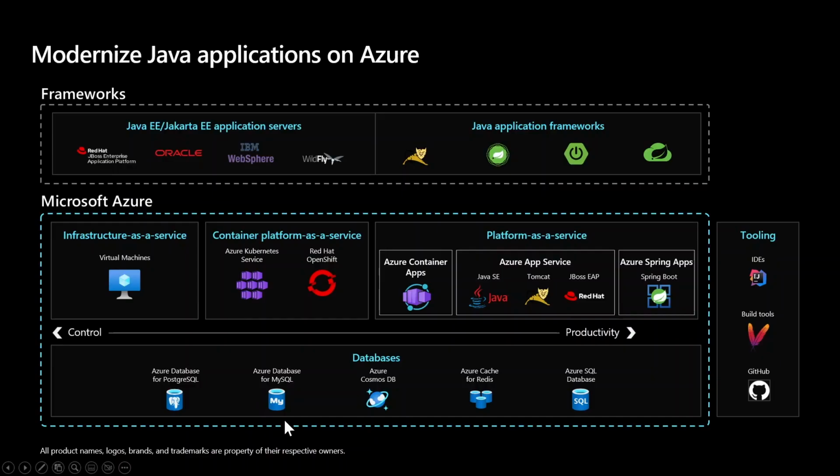Now, of course, any application would usually use some data or communicate with some database. So I just listed the options that we have here as well. Postgres and MySQL are fully supported on Azure. For any NoSQL needs, you can go to Cosmos DB. And of course, Redis Cache is fully supported on Azure. It's a popular caching choice.